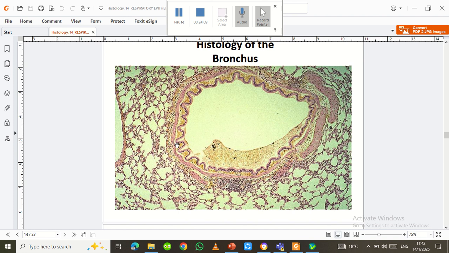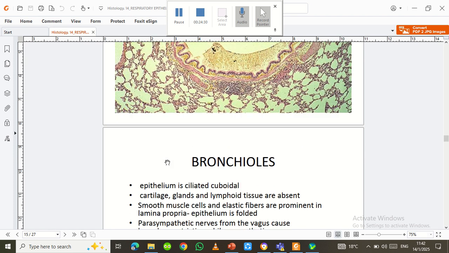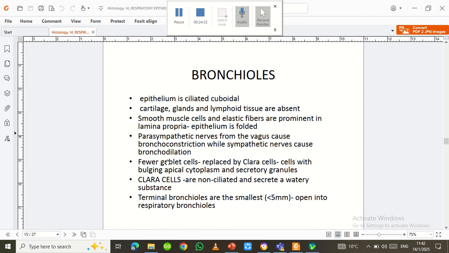You can see this smooth muscle, smooth muscle. The smooth muscle is now surrounding. It is not only positioned posteriorly like in the trachea, in the trachealis muscle, right? And you can see irregular cartilages. So this is cartilage over here, cartilage over here, cartilage over here, right? It's irregular. Now let us go and look at the bronchiole.